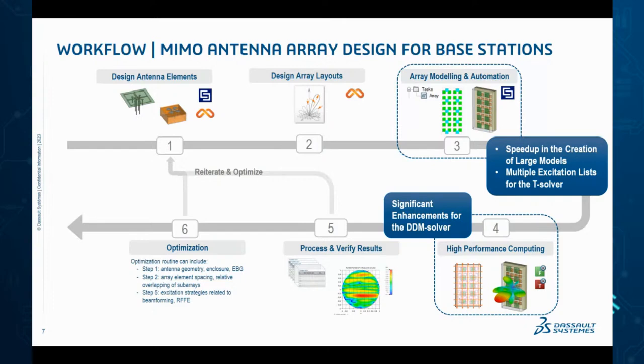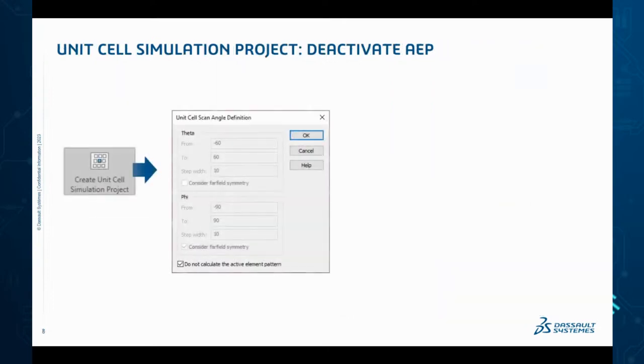But first, let me show you a minor feature that might interest some of you. Whenever we create a unit cell simulation using the array task, you are prompted with this dialog box that you see here on this slide. It defines the parameter sweep for the calculation of what we call the active element pattern. However, sometimes you might be interested in getting some quick results. Let's say a lower fidelity pattern is good enough for your job, and you can combine it later with the array factor.